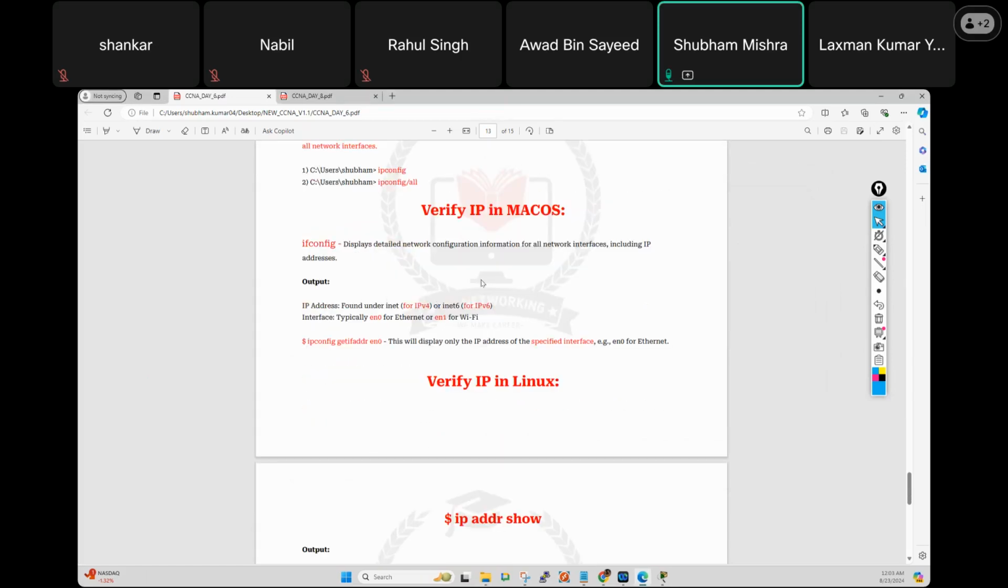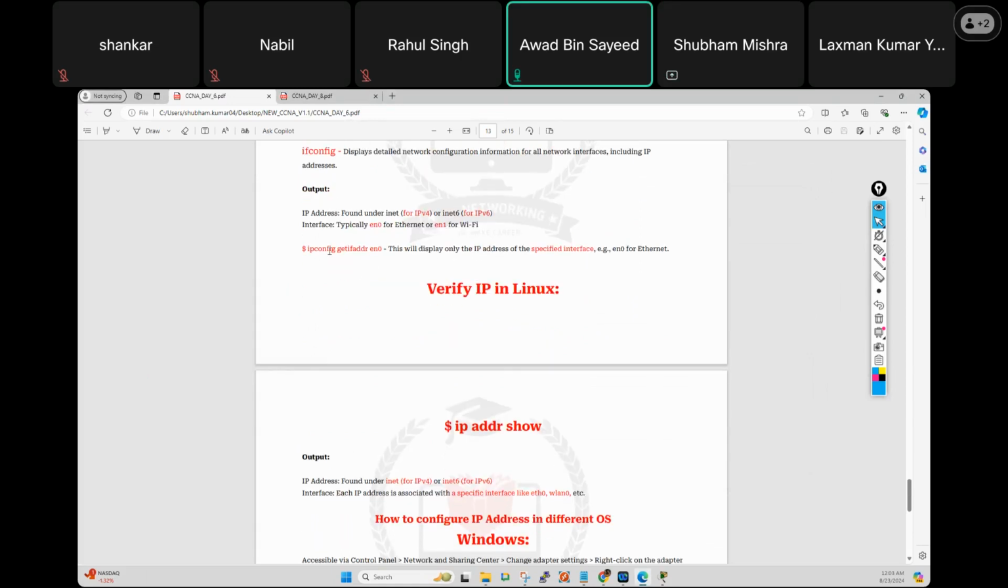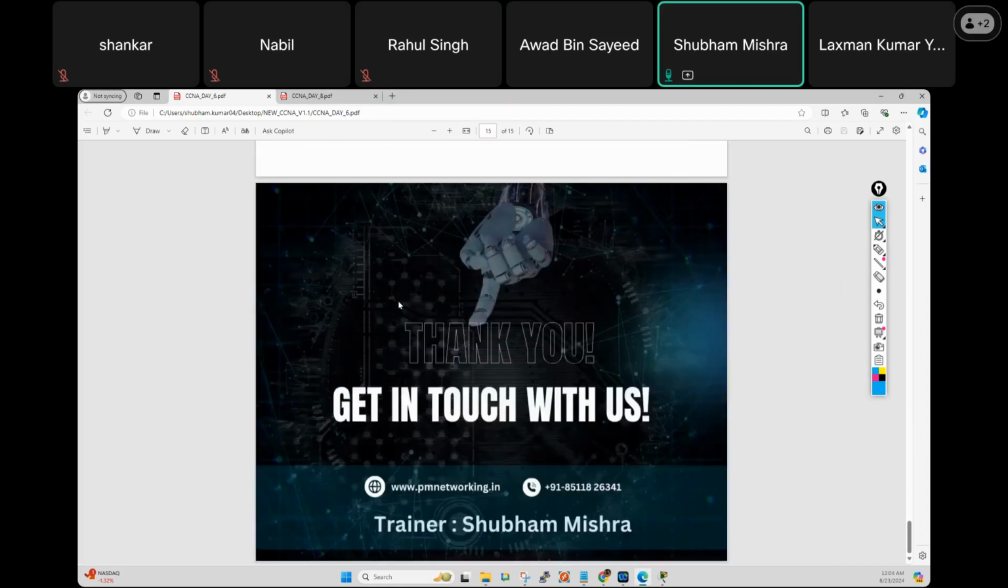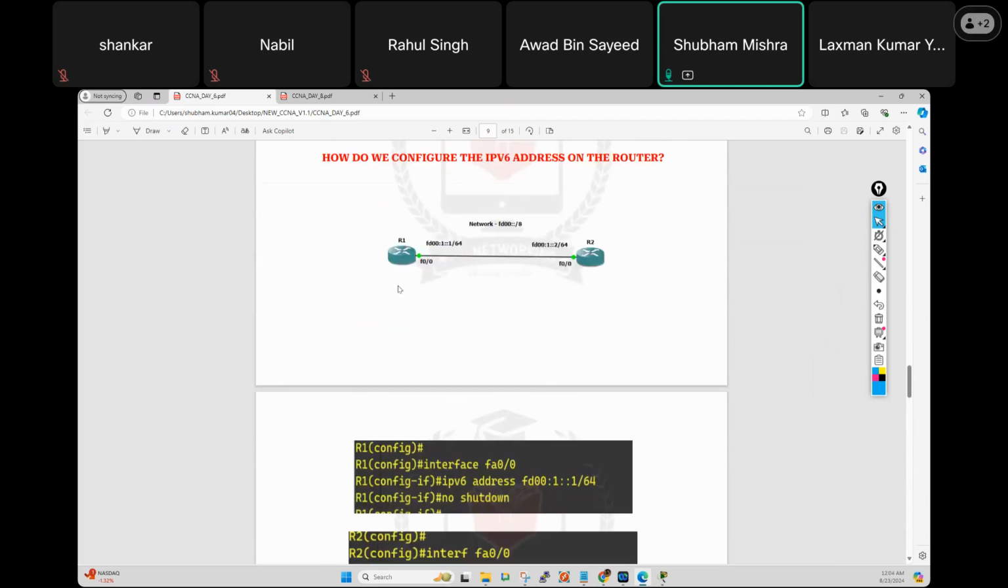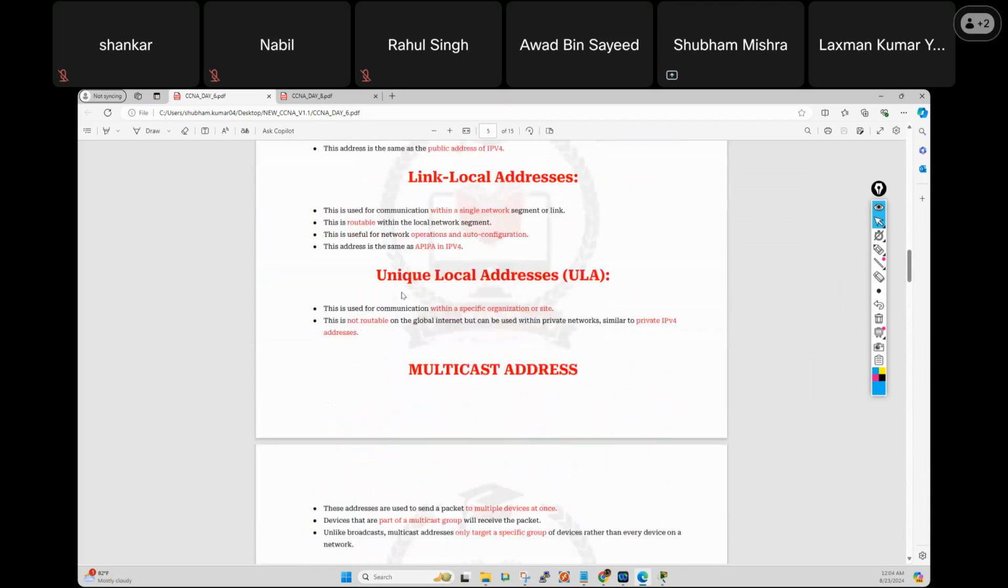Similarly, in Mac, there is a different command. And in a Mac, if you want to check the IP address on a particular interface, this is the command. In Linux, there is a different command. So basically, these are the things, guys. This is all about IPv6. I will share these things with you. I hope you understand the packet flow in different subnets and some introduction about IPv6. Okay, everyone.